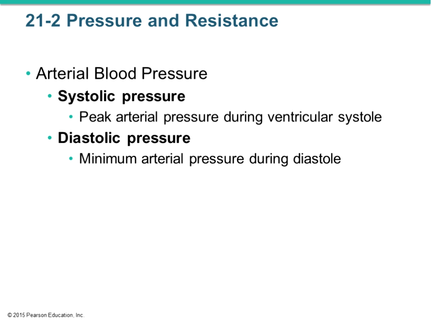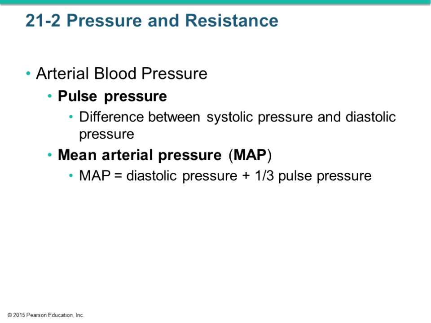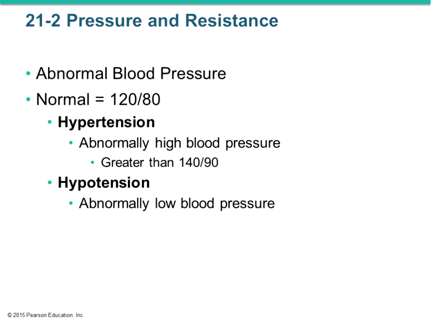Okay? So arterial pressure, as I've talked about before, is systolic over diastolic. That's what that 120 over 80 is. Systolic, 120, is peak arterial pressure during ventricular systole, and diastolic pressure is minimum pressure in the arteries during diastole. So that's why you have those two numbers. You can also measure pulse pressure and mean arterial pressure as well. As you guys know, normal blood pressure is typically 120 over 80.